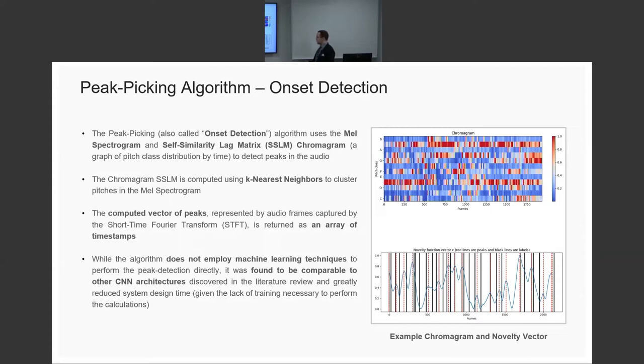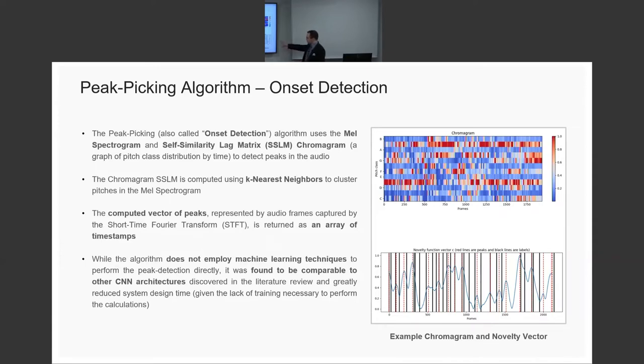The computed vector of peaks represented by audio frames captured by the short-time Fourier transform, or STFT, is returned as an array of timestamps. While the algorithm does not employ machine learning techniques to perform the peak detection directly, it was found to be comparable to other CNN architectures discovered in the literature review, and greatly reduced system design time given the lack of training necessary to perform the calculations.